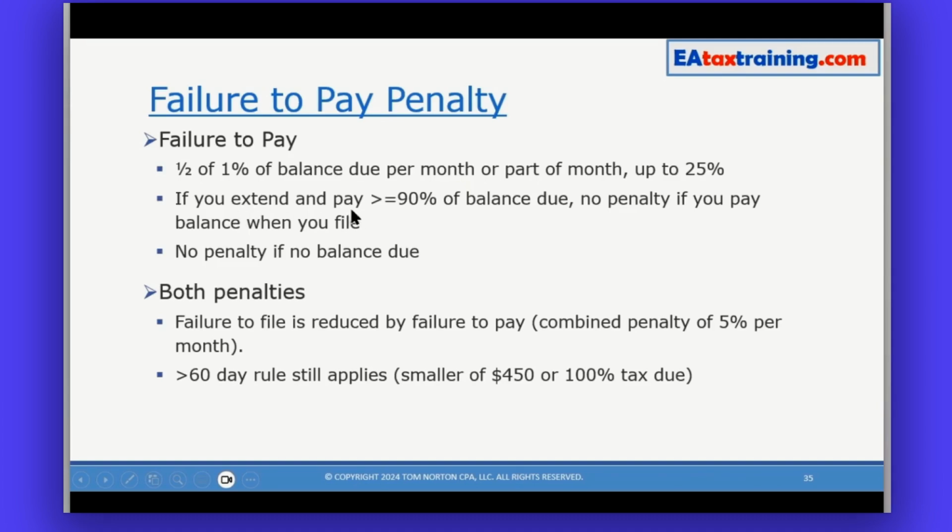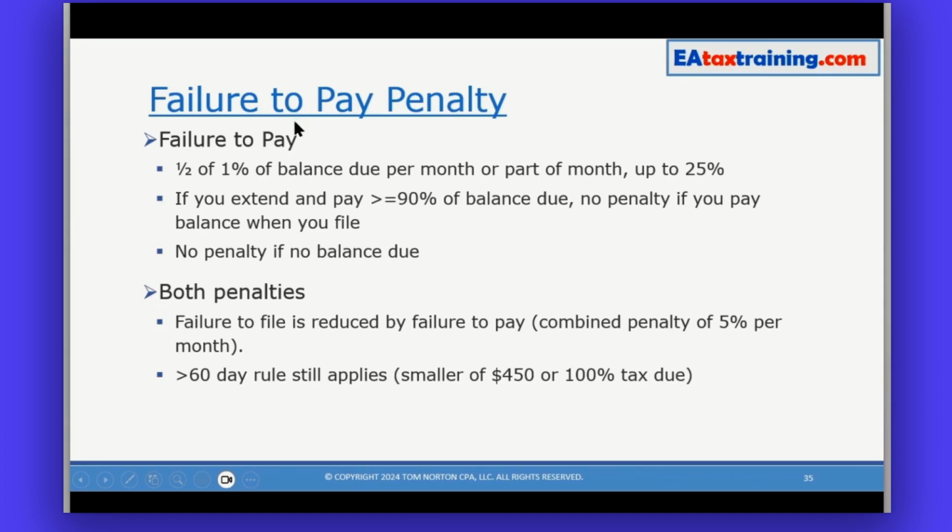If you extend and you do make a payment, so you remember we said you have to make an estimate if you file an extension and you're going to owe. If you paid at least 90% of what ended up being due, then they won't charge you any penalty for failure to pay. So if you thought, oh, I'm going to owe $1,000, and you ended up owing $1,100, well, $1,000 is more than 90% of $1,100, and so therefore they're not going to charge you a penalty for failure to pay. They're going to basically say you did your best and it was close enough if you paid in at least 90%. Again, if there's no balance due, then there is no failure to pay penalty.